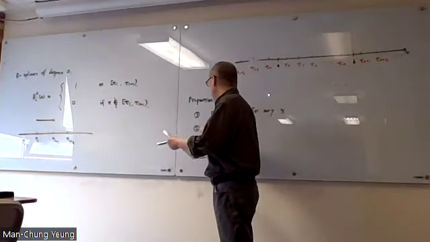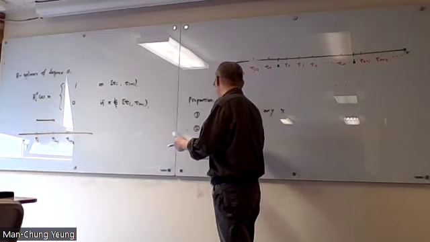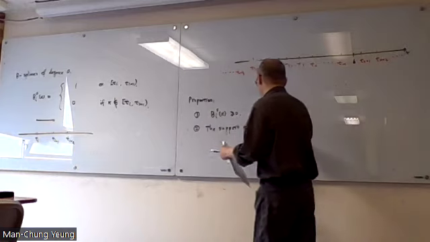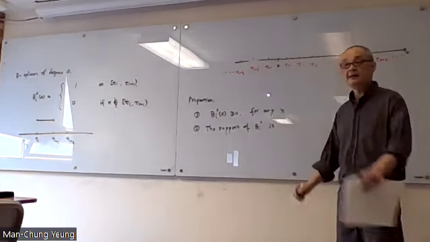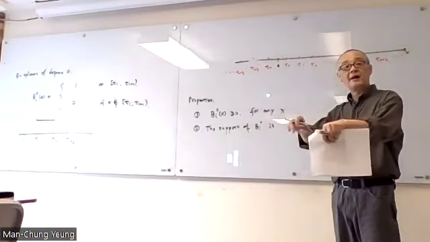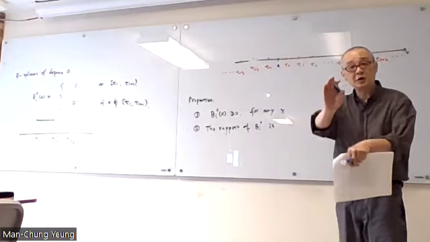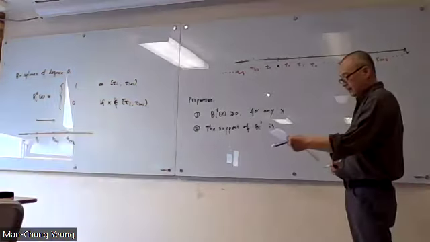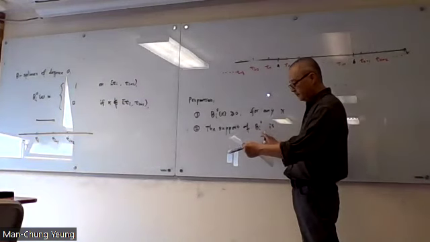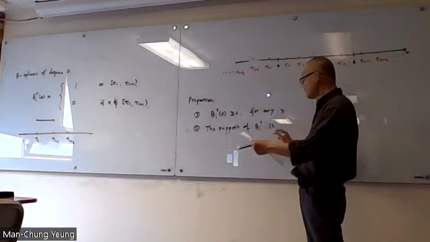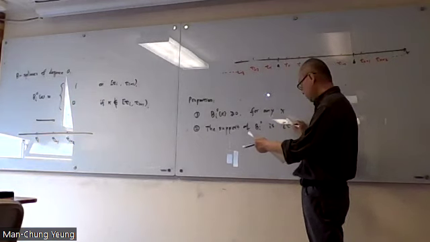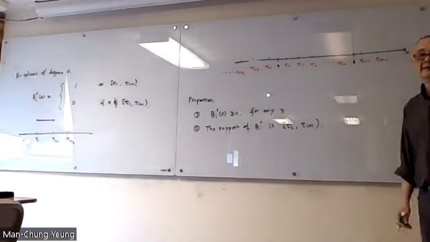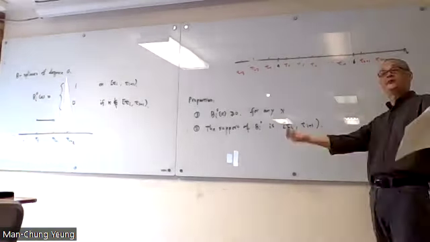Number 2, the support of B i 0. What does support mean? The set of x values where the function is non-zero. The set is the support. The support of this function is this interval. Outside this interval, the function value is 0.